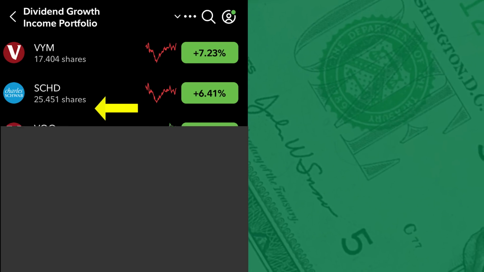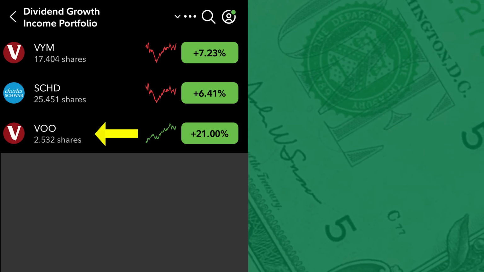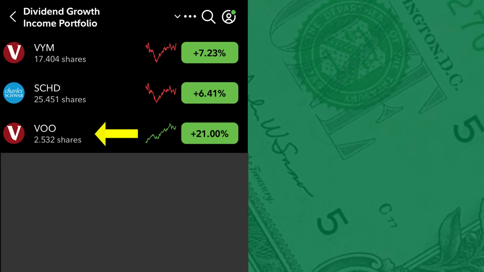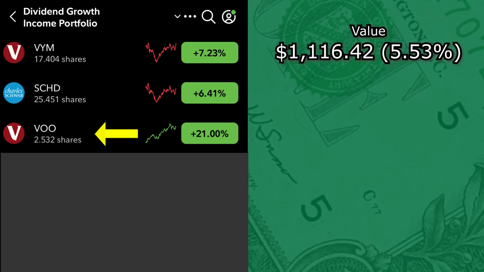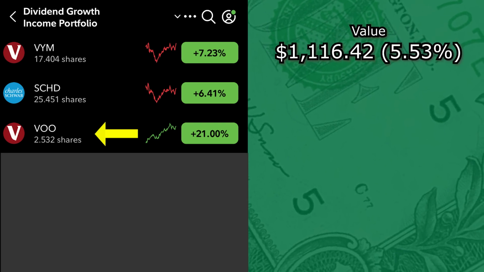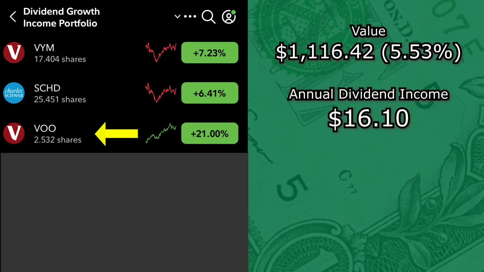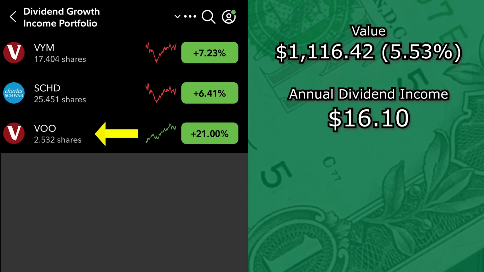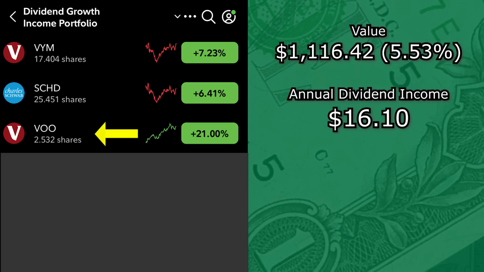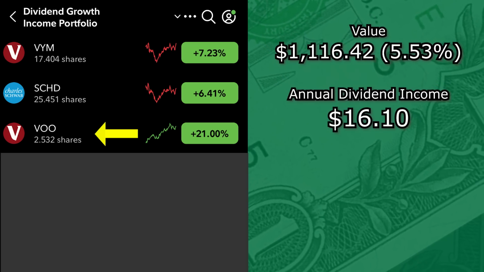Moving along, the next largest position in the portfolio is the Vanguard S&P 500 Index ETF, ticker VOO. I have 2.532 shares of VOO, valued at $1,116.42, and this makes up 5.53% of my portfolio. I'm up 21% on this investment, and it also pays me about $16.10 a year in dividends, with a 1.38% yield. Now remember that the S&P right now is being heavily driven by about 7 mega-cap tech companies that have just been on an absolute tear.